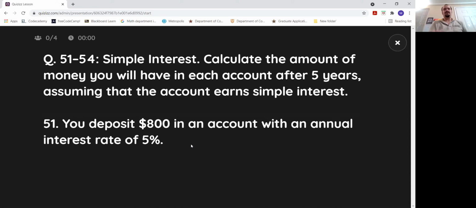So if we're going to deposit $800 into an account with an annual interest rate of 5%, the interest it's earning is 5% of the 800 every year. So we want to know what 5% of 800 is. And then we're going to do that every year for 5 years, so we're going to do that 5 times. And that will give you your interest.